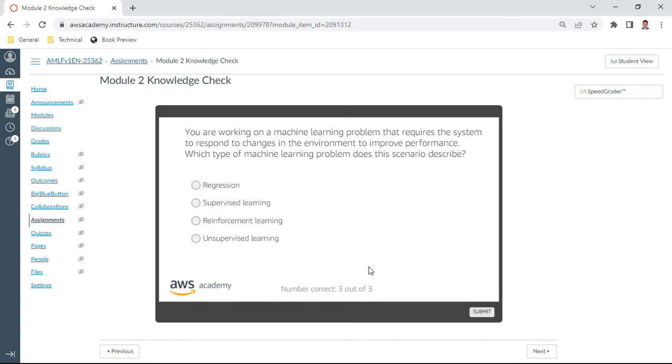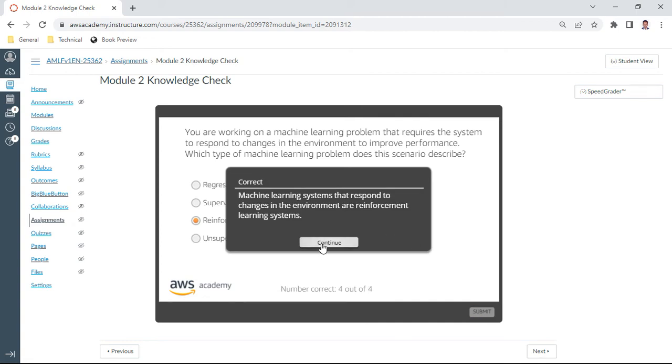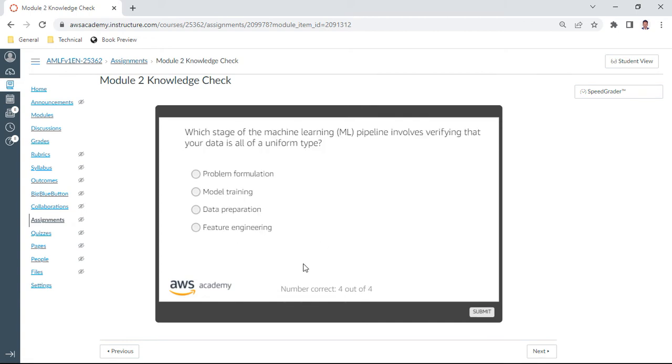The fourth one on your screen: you are working on a machine learning problem that requires a system to respond to changes in the environment to improve performance. Which type of machine learning problem does this scenario describe? Here the answer is C, reinforcement learning. Yes, this is correct.